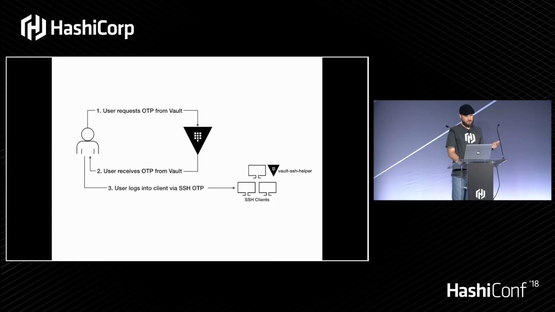At that point, the user will then try and log in as the user that they can access to the SSH client and pass in that one-time password. At that point, the Vault SSH helper kind of takes over and has an active connection to Vault to say, yes, this user, this password, and this policy can then be authenticated, so the user then is allowed in.